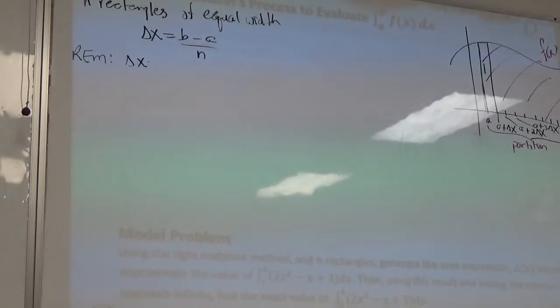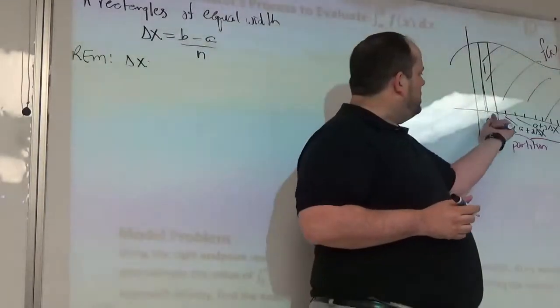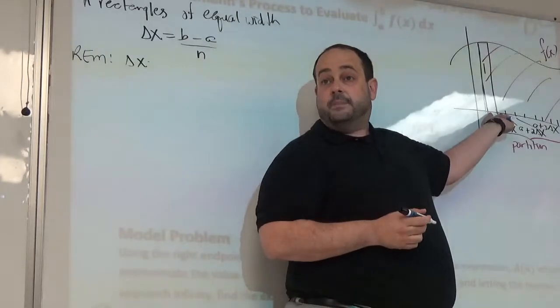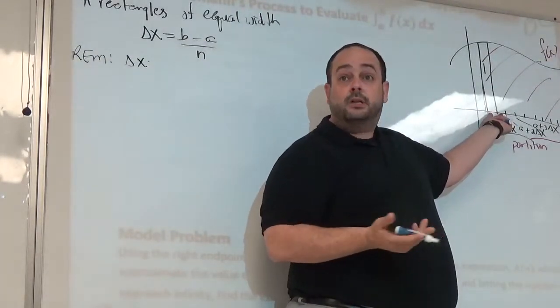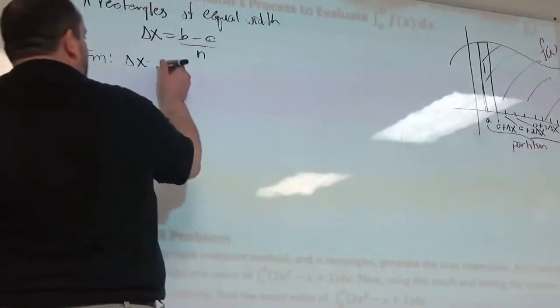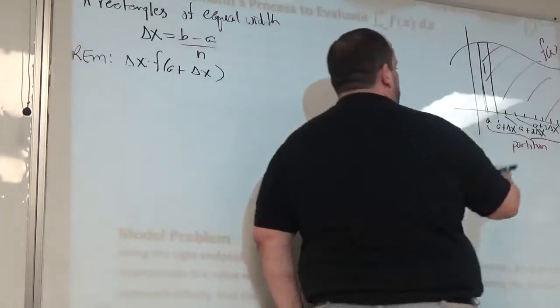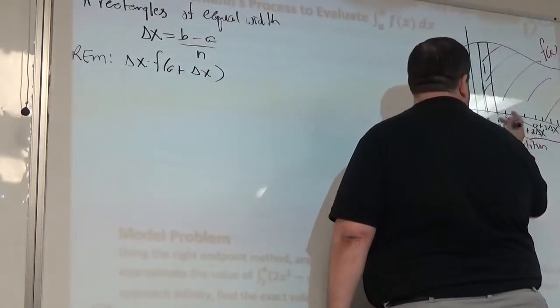I need to multiply this by something to get area, right? It's the width times the height. So what's the height? How are we determining the height? The width is delta x. I'm using the right endpoint method. That's the clue. So it's f of a plus delta x, and that gets you the area of the first rectangle.